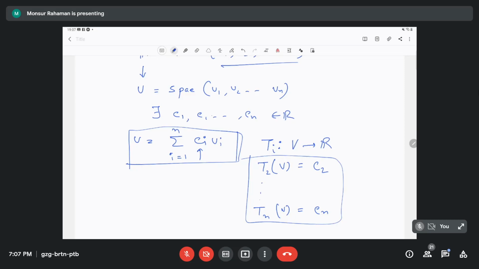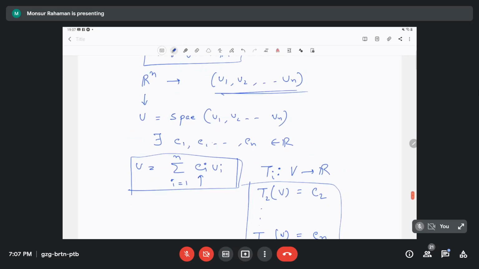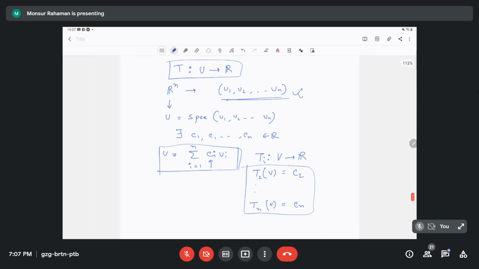This definition will change once you change the basis vectors. If you change the basis vectors, the definition will change. It means the definition will be the same, but the point will be different.